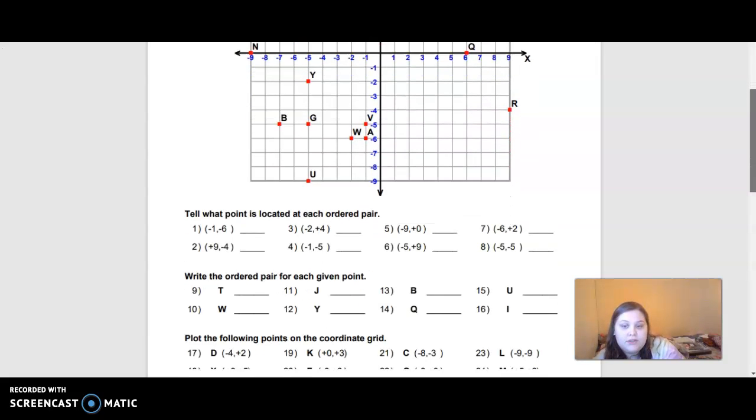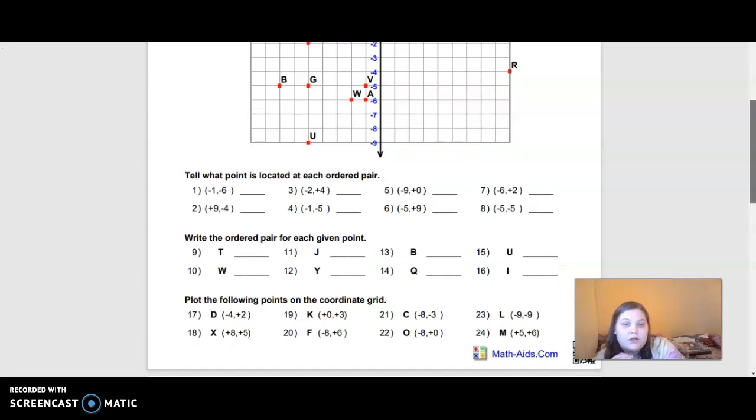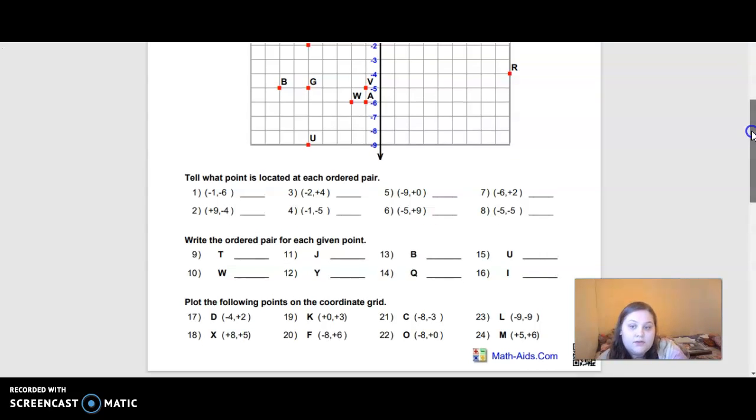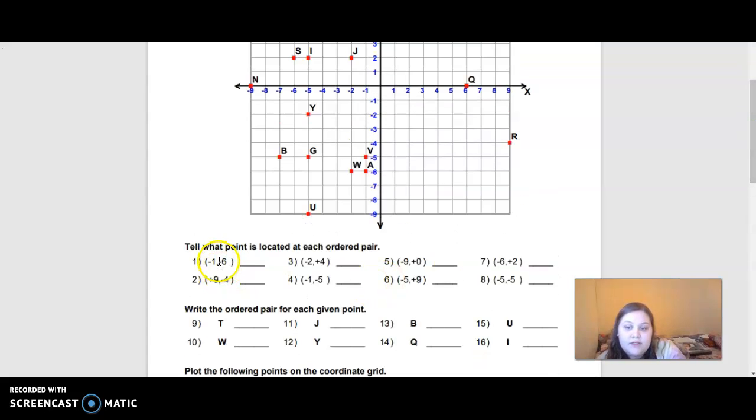So what you're going to do is you're going to go through the worksheet. You're going to find which point matches each spot on the coordinate plane. So for example, you have -1, -6. So if you find -1 on the x, -6 on the y, you come with A. So the first one is A.